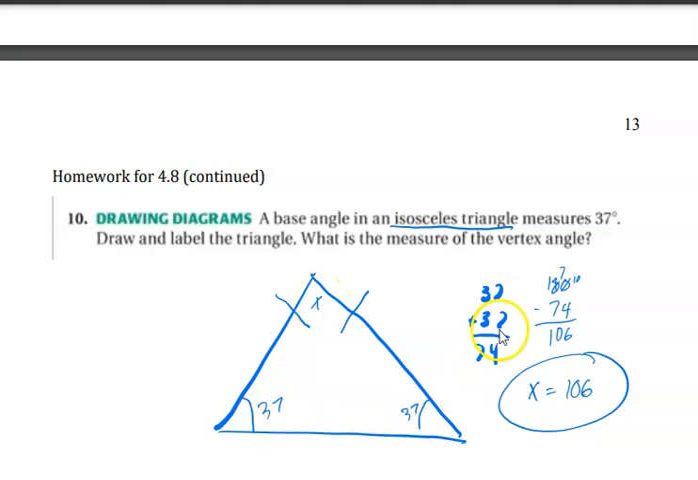37 plus 37 is 74. So far in this triangle, I have 74 degrees. I need 180, so do your math over here. 180 minus 74, remember how to borrow. Bring down the 6, and now you had borrowed from the 8, so that's a 7. So 7 minus 7 is 0, and then 1 minus 0 is 1. So the remaining angle, that vertex angle, has to be 106 degrees.